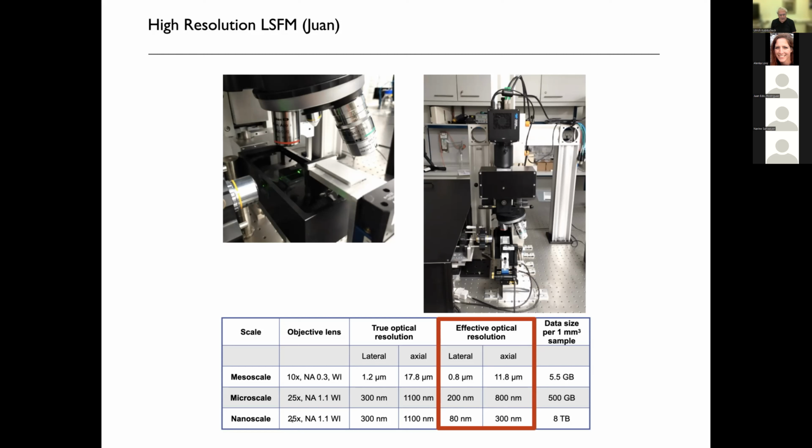We use, as you can see here, different objective lenses for detection. I would like to stress that in the nanoscale, so with very high resolution, we work with a 25x NA 1.1 water immersion lens. Whereas when we want to observe samples on the mesoscale, that means we want rather to achieve overviews, then we use a 10x NA 0.3 water immersion lens.